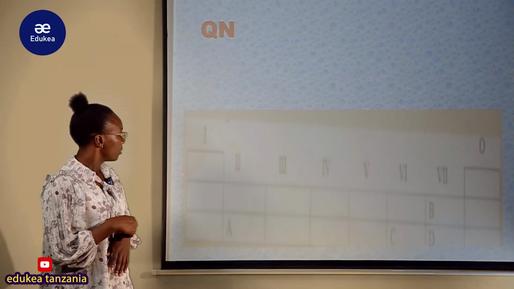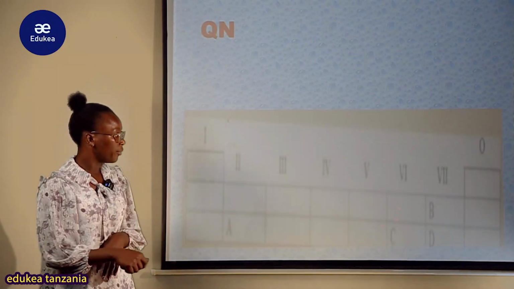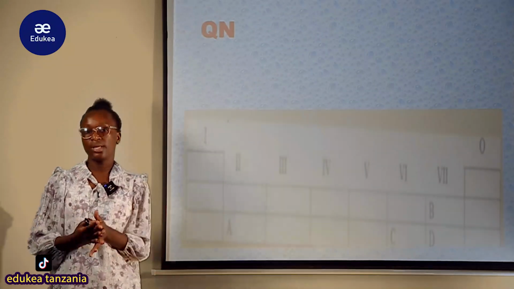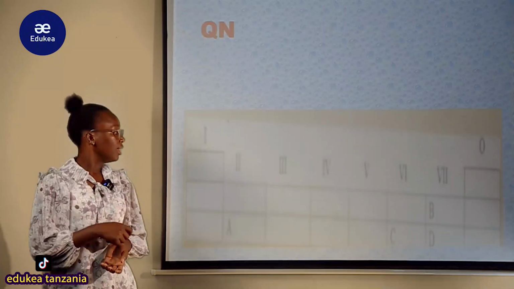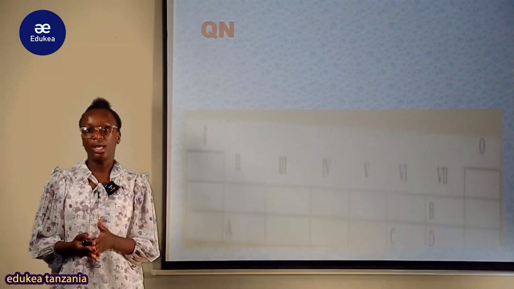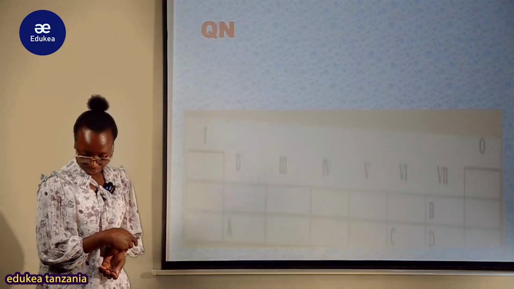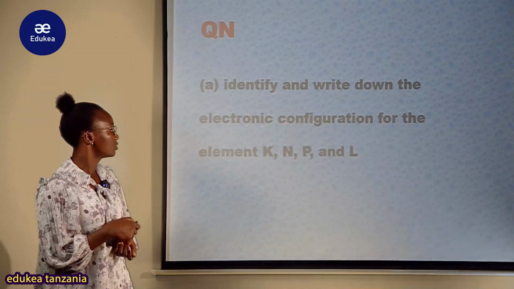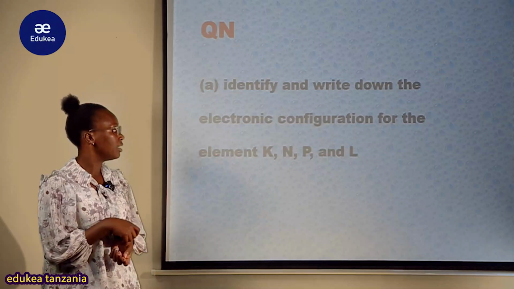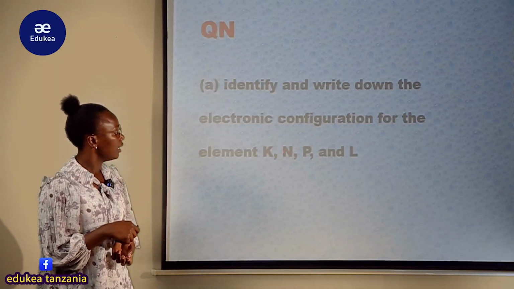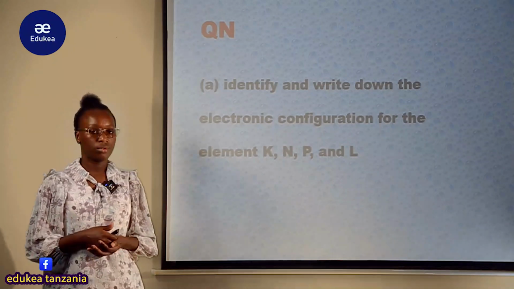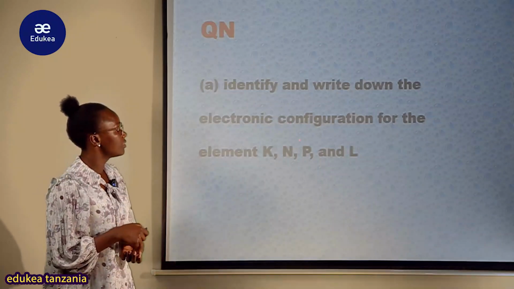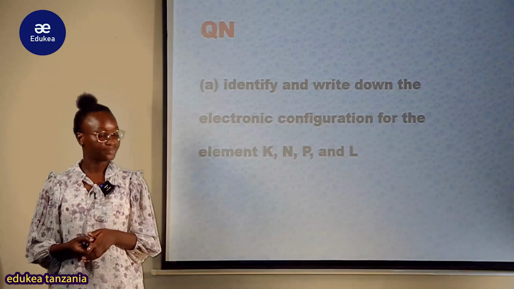So here you are given period 1, 2 and 3, na ukapewa his letters. Sasa tuone maswali yake ambayo yaliulizwa kulingana na this given letter A, B, C, D in this periodic table. The first question is identify and write down the electronic configuration for the element K, N, P, and L. You are required to write the electronic configuration.